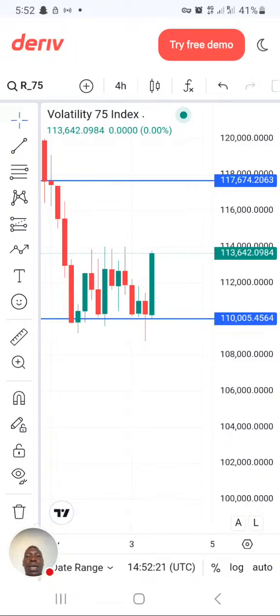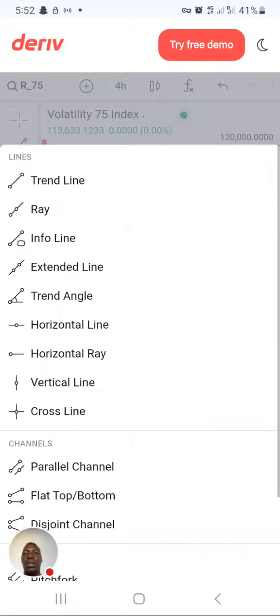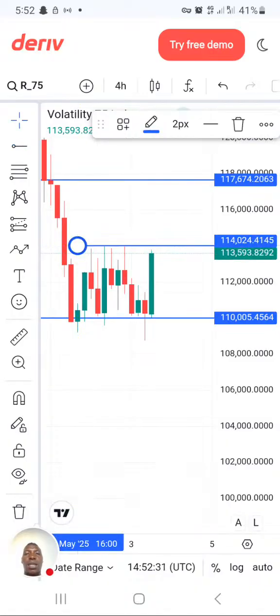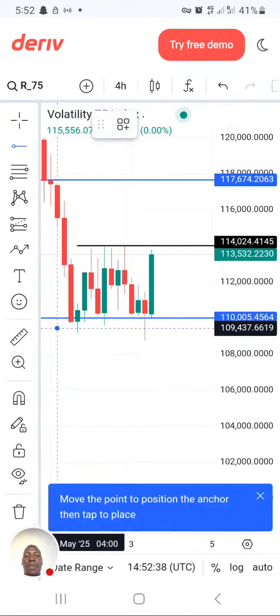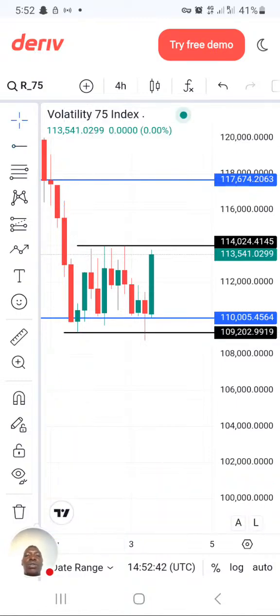So we are going to mark this as our ranging region. Are you getting the point? So let us do it like this. This is our ranging point. Here is the high, I'm changing the color to black, and then we mark the low also here like this. So we are going to focus on black.